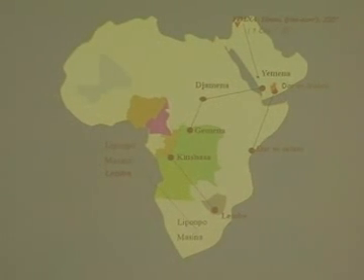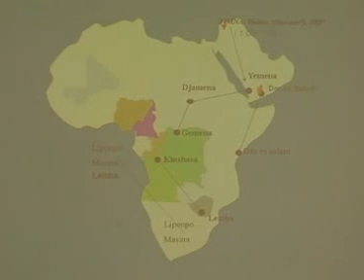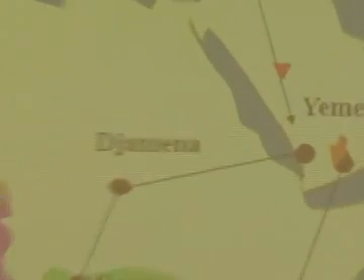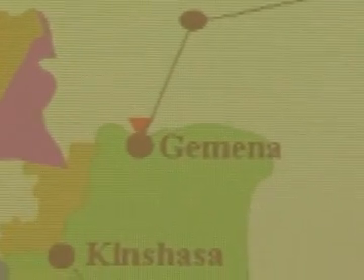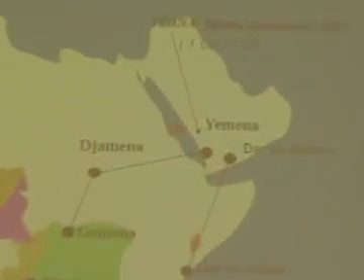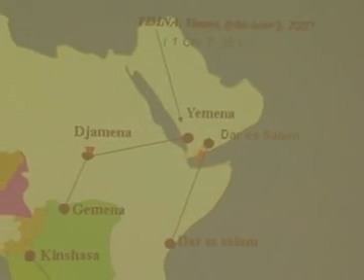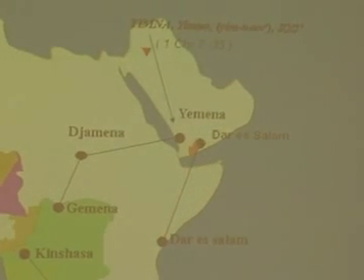You will also notice the names they brought from Israel to the center of Africa. You will see Yemena, Djamena, Gemena in the Congo. You will see Dar es Salaam near Yemen and also in East Africa. This shows the great migrations that brought these names and established them where they settled, moving southwards and deeper into Africa.